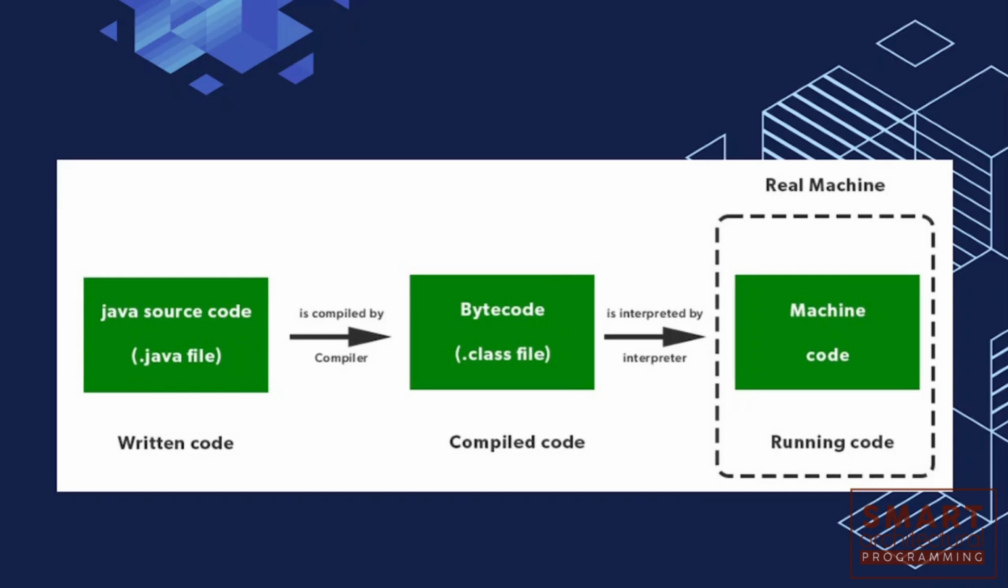Unlike C or C++, which compiles directly into machine code specific to an operating system, Java compiles into bytecode, ensuring portability across devices. So let me put it this way, right? Think of it this way. In C and C++, the code is compiled to be specific to the operating system, right?